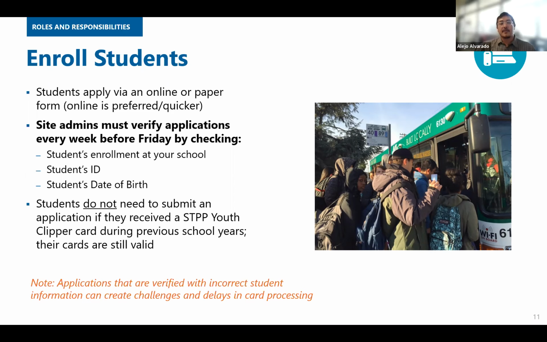And then, so another responsibility is enrolling students. So once the student submits the application, it's a site admin job to verify the application and approve it. So the three things that we're looking to verify are just ensuring that the student is actually enrolled in your school. Sometimes the students will submit to the wrong school. And then also verifying the student ID and the date of birth. So these are the three things you're looking for weekly. And then if all those are checked, then you just approve the applications. And then the next step is AC Transit handles the rest.